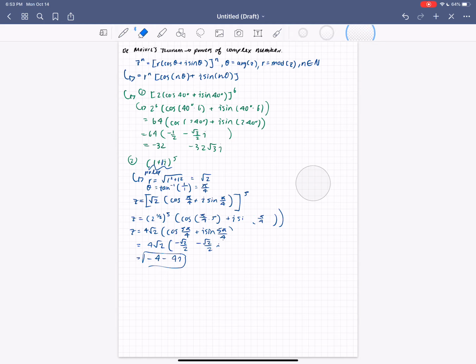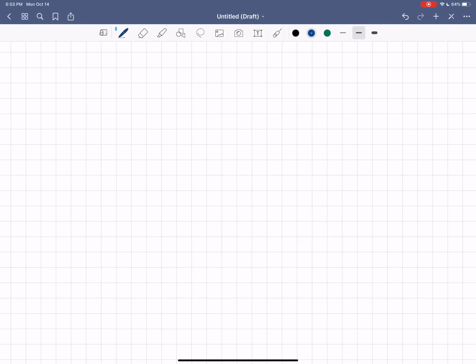So moving on to our last thing, which I think is relatively important, is finding roots of a complex number. I'm not too sure if this is in the IB curriculum, but I think it's worth knowing because why not? So let's try and find the roots of a complex number.